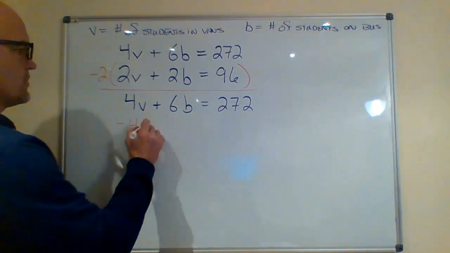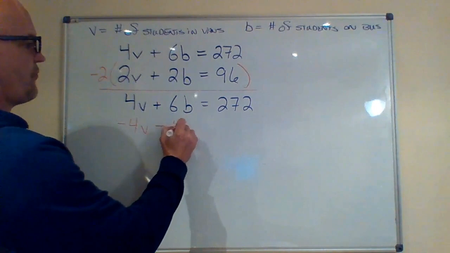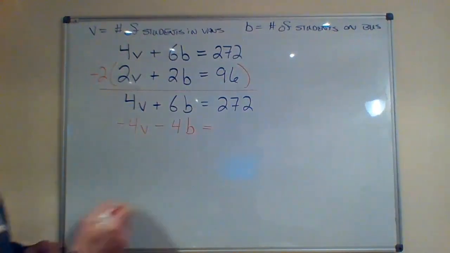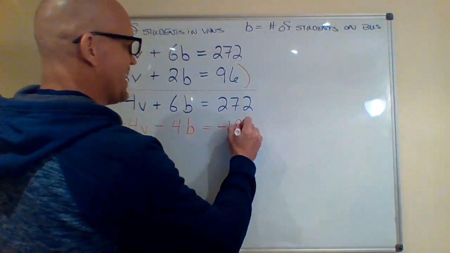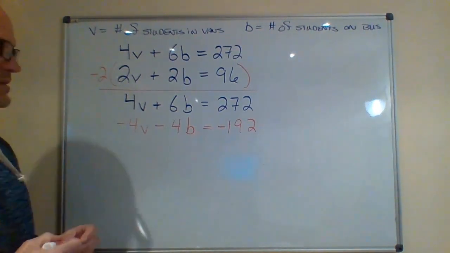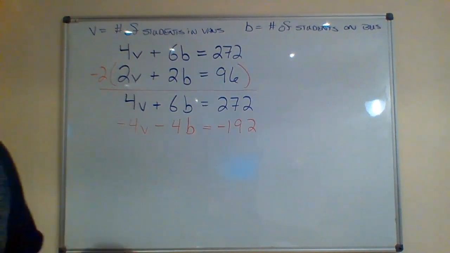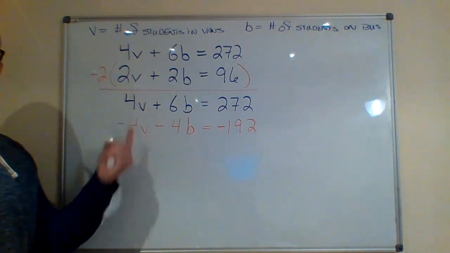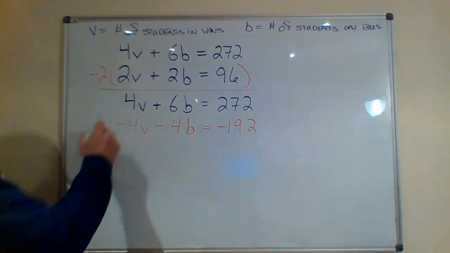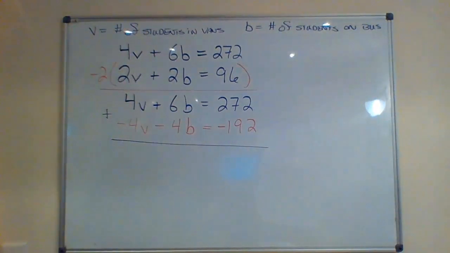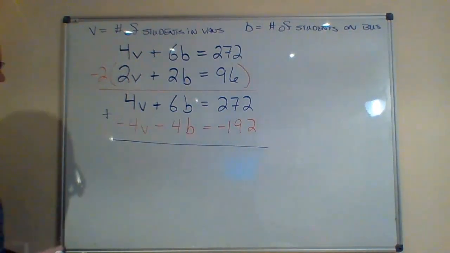-4V minus 4B, and -2 times 96 is -192, I believe. We can double check my mental math if you'd like. So at this point, I'm now going to look at the problem and say, if I add it together, will something eliminate? And yeah, the V's will eliminate. So I'm going to go ahead and add these 2 together. When I add them together, I'm going to wind up with the V's canceling out.